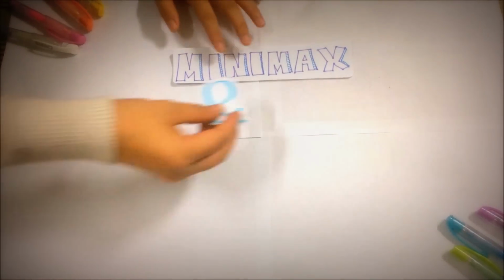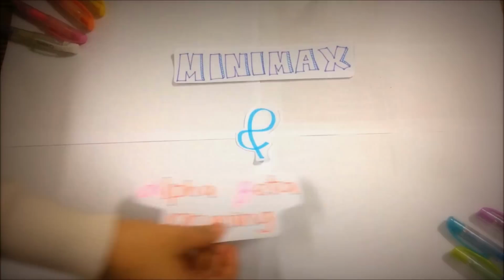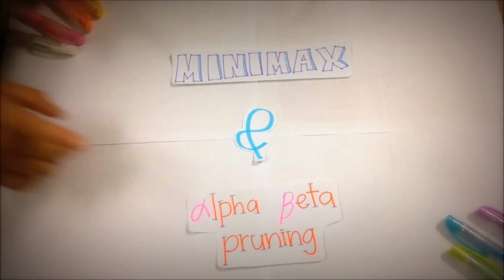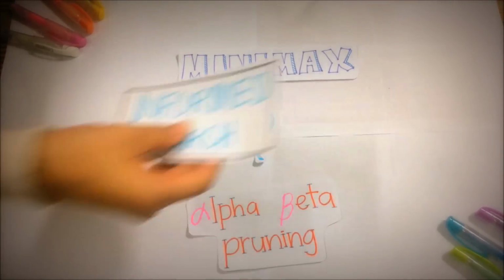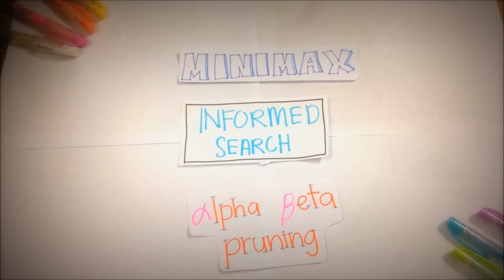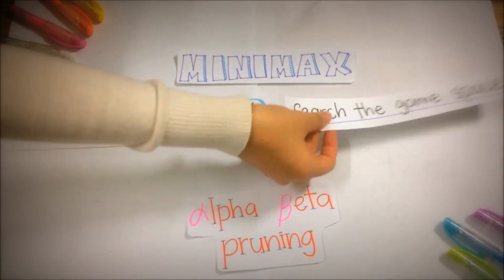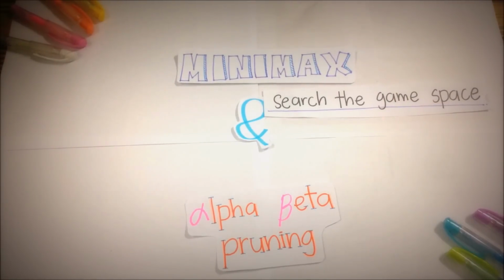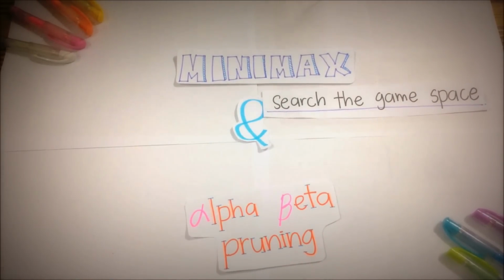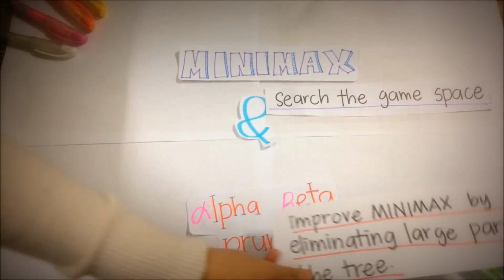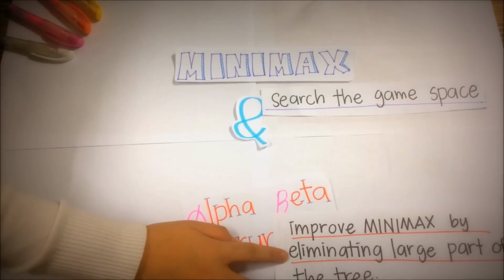Hi everyone, this video is about search, which is Minimax and Alpha Beta Pruning. Minimax and Alpha Beta Pruning are types of informed search. Minimax is used to search the game space, while Alpha Beta Pruning is used to improve Minimax by eliminating large parts of the tree.